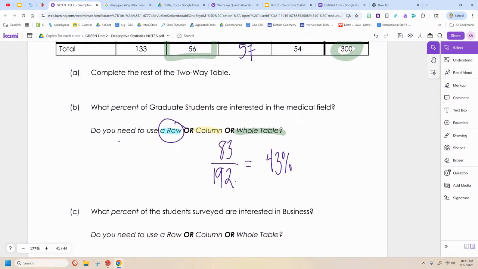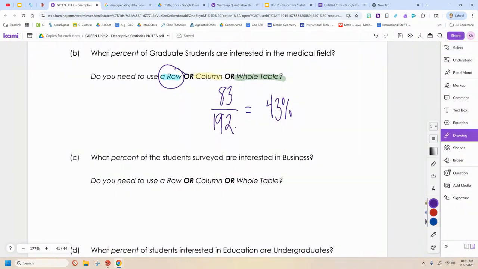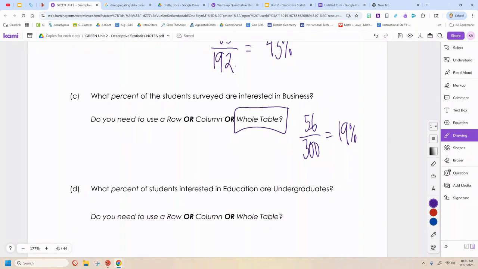Okay, so in that situation, it's the whole table, and it's on the outside. It's a margin. So 56 out of 300, and I want to say that one is 19%. Round it up. Okay, so one last one to look at. This says, what percent of the students interested in education are undergraduates? So I'm reading it in a way such that I'm trying to emphasize the importance of different parts. What percent of the students interested in education are undergraduates?